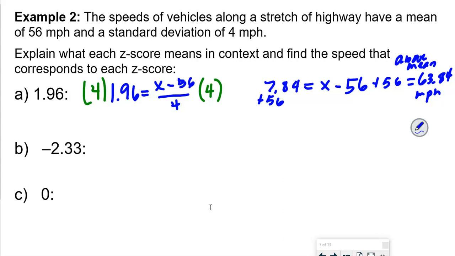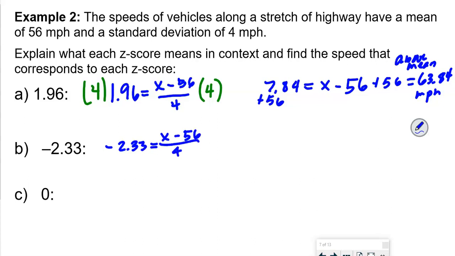So, and if you notice, this person up here is going almost 2 standard deviations above the mean, right? So that would be, if I added 8 to this, which would be 2 standard deviations. So this is actually 2 standard deviations above the mean. Okay, now let's do this next one again. Same thing, all right? So we're going to go negative 2.33 and set that equal to our x minus our 56 again, divided by 4.